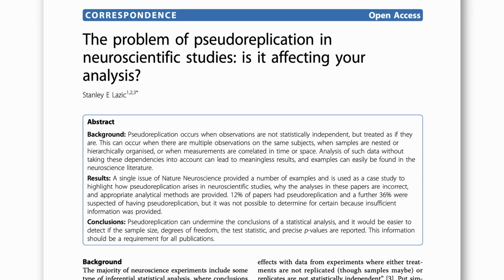In 2010, a paper reviewing articles in neuroscience found that pseudoreplication was used in 12% of the papers, and a further 36% were suspected to have pseudoreplicated data. So what is pseudoreplication and how can we avoid it?